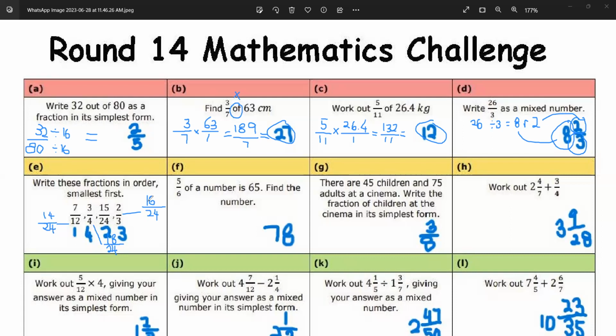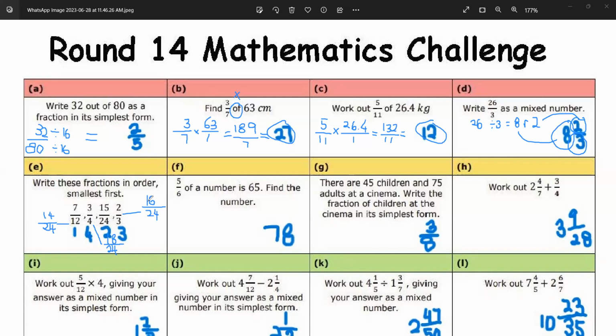So now compare, with the smallest first. We can see the numerator. When the numerator is smaller, the fraction will also be smaller because the denominator is the same. So the answer will be 7 out of 12 is the smallest, followed by 15 out of 24, 2 out of 3, and the last one 3 out of 4.